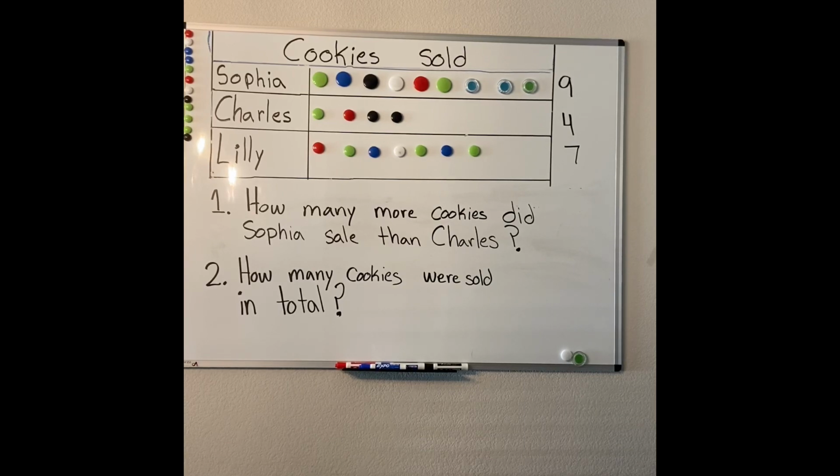Now, the first question you need to answer is how many more cookies did Sophia sell than Charles? And after you figure that out, you need to figure out how many cookies were sold in total. So I'm gonna play 2 of my little jams for you guys. They're a minute and a half a piece. And when I come back, I'm gonna show you exactly what you should have had. But it's a small thing to a giant, and I'm sure you guys got the correct answers. All right, so work with your parents. Let's go.